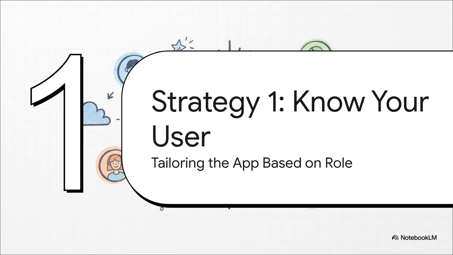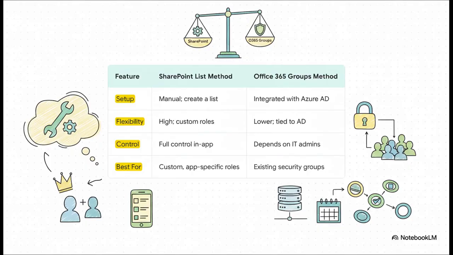So our first strategy is all about identity. Before we can show someone the right screen, we have to answer a really simple question. Who is actually using this app right now? We're going to look at 2 main ways to do this. You can build your own user list in SharePoint, or you can tap into the power of Office 365 groups. So which one should you choose?